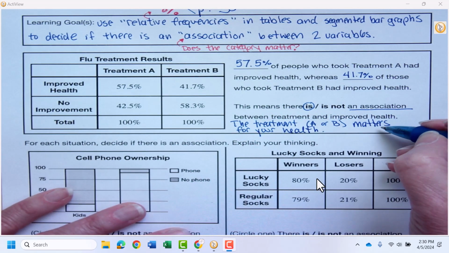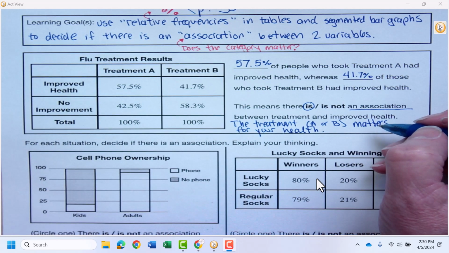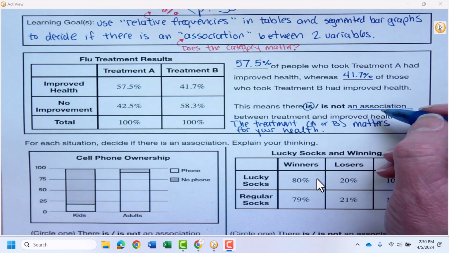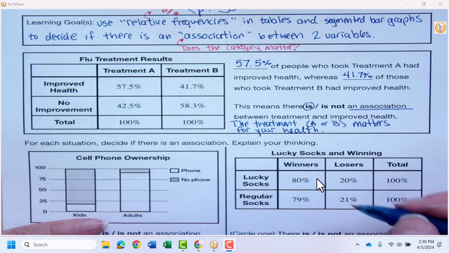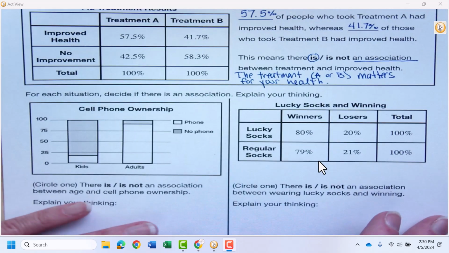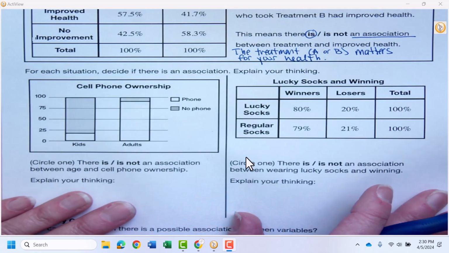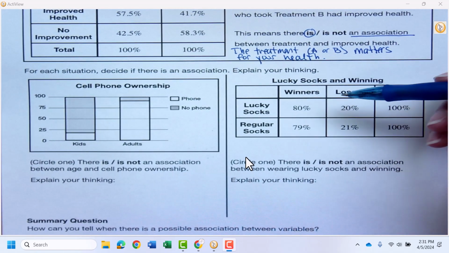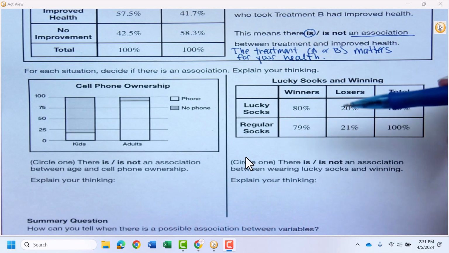If it matters, if there's a difference, then we'll say there is an association. I'm going to skip down here to this relative frequency table and go through the same process about determining whether I think there's an association. Let's scooch up just a little bit. Let's just explore this real quick and understand what this relative frequency table means.